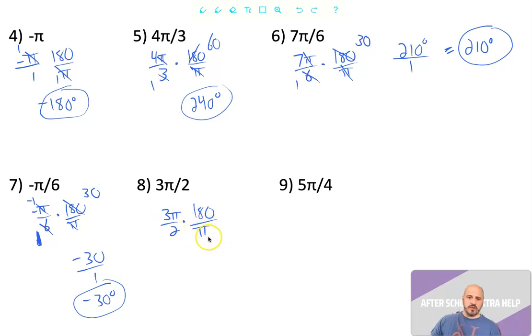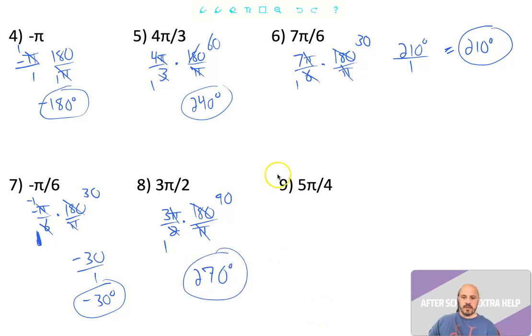All right, 3 pi over 2 times our same factor here. Let's cancel our pi's. 2 goes into 2 once. 2 goes into 180, or the other way to think about it, 180 divided by 2, I get 90. Well, 3 times 9 is 27, so I bring along the 0, 270 degrees. And last but not least, 5 pi over 4.